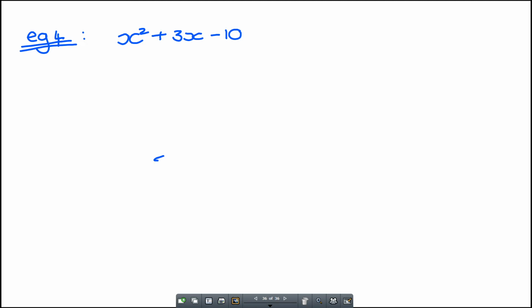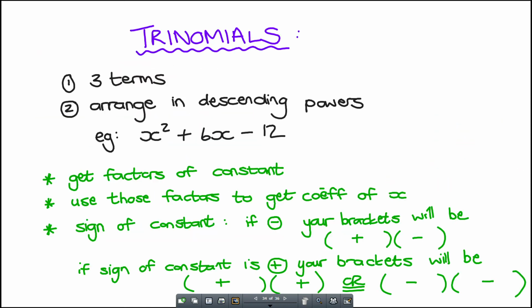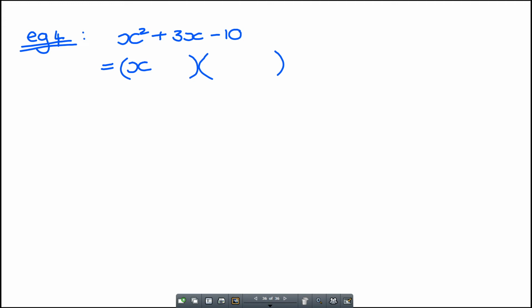Okay, so because that's a minus, it can either be, I'm going to skip back again, because it's a minus, it must be plus and minus, okay? So, x plus and x minus. Right, so now we go look at what we must write in those brackets.